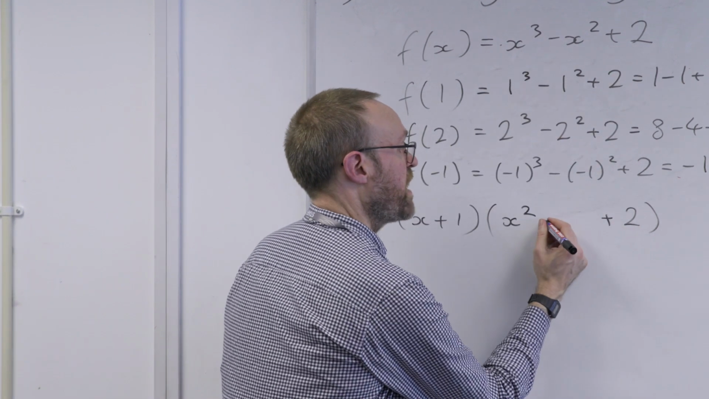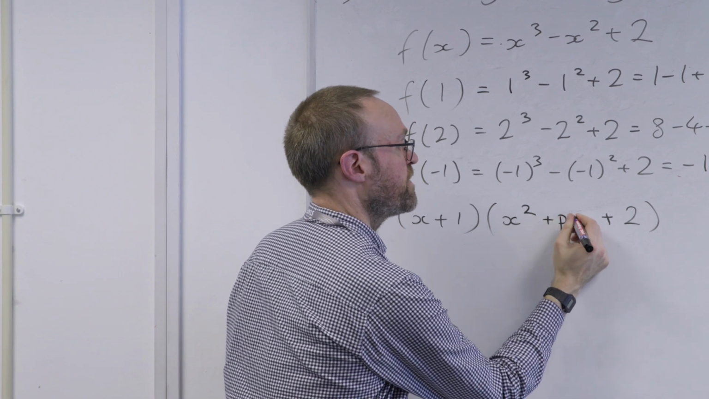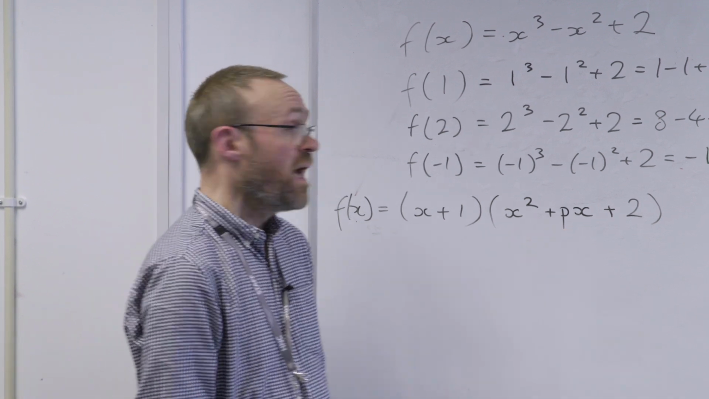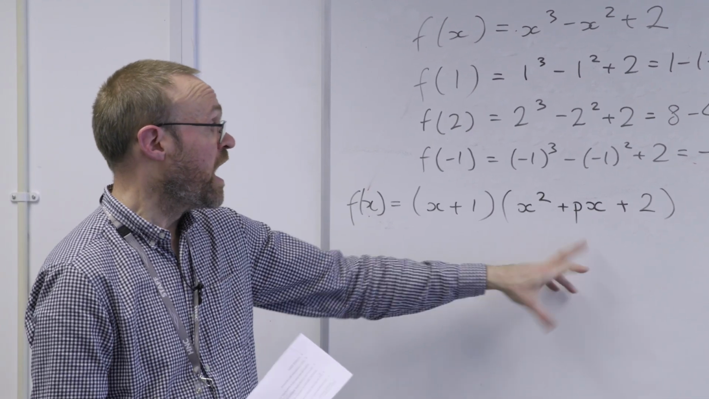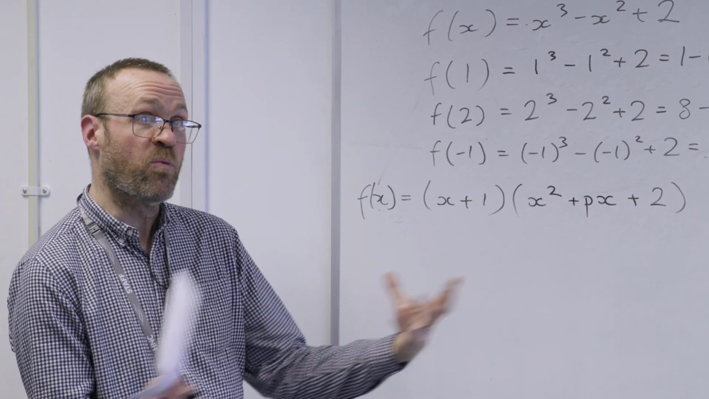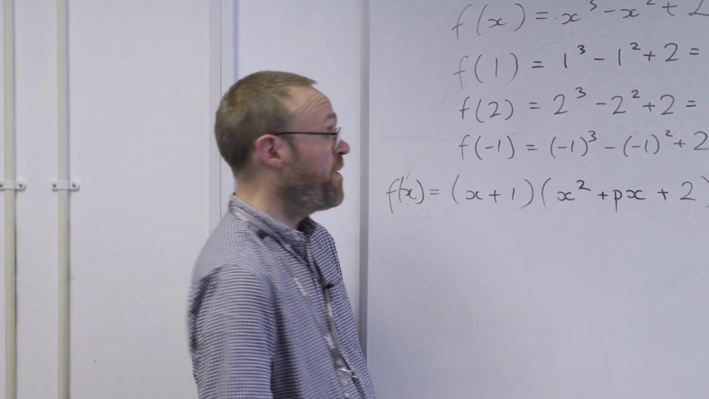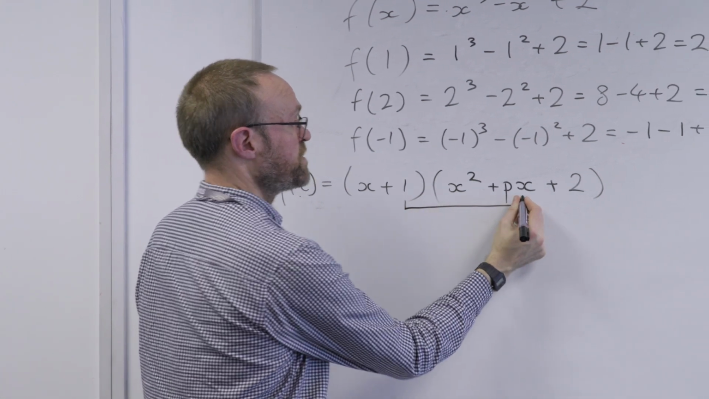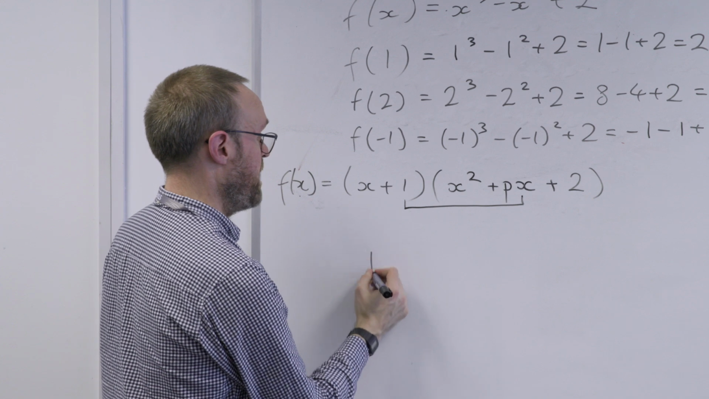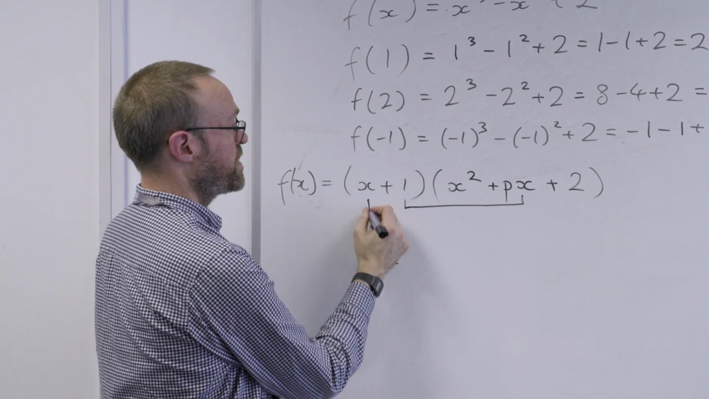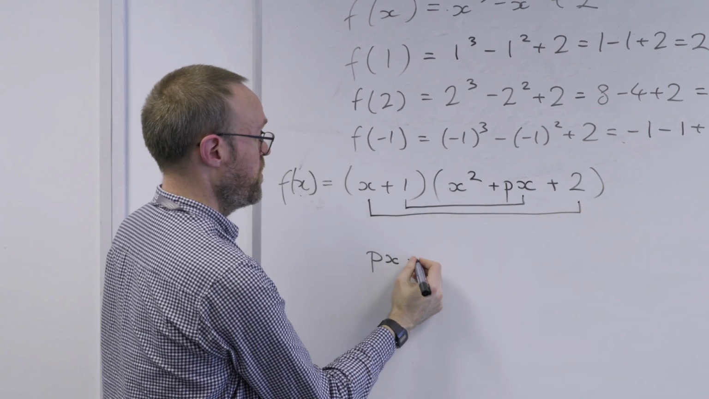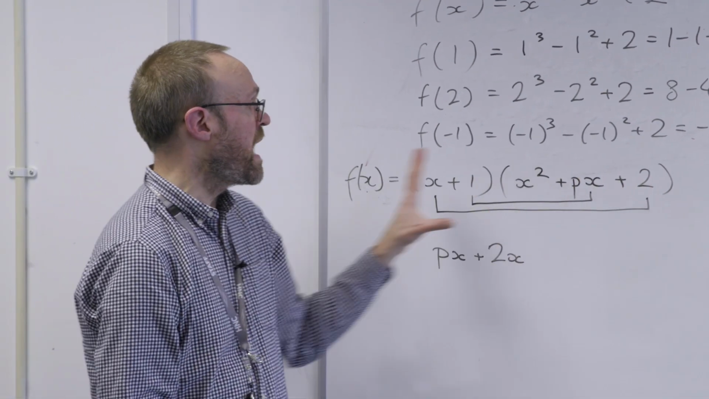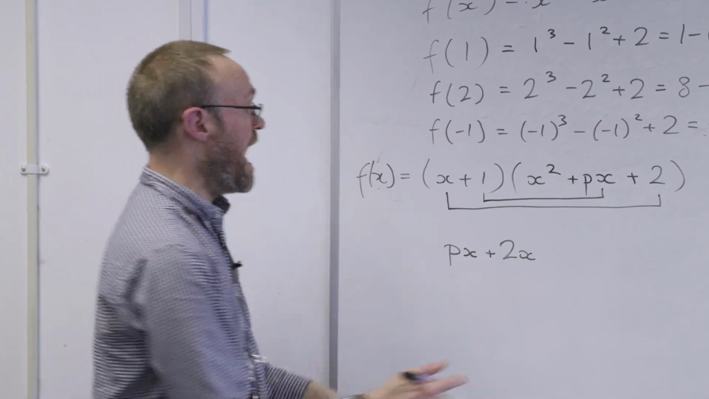So then the only question is what goes in front of the x in the middle, right? So I've called that p. And then if we just have a look at what's going to happen when we multiply this out, we can try and reason what p must be. So when I multiply it out, that is going to multiply with that term to give me px. And this x is going to multiply with that 2 to give me 2x. And those are the only bits when I multiply it out that will give me an x.